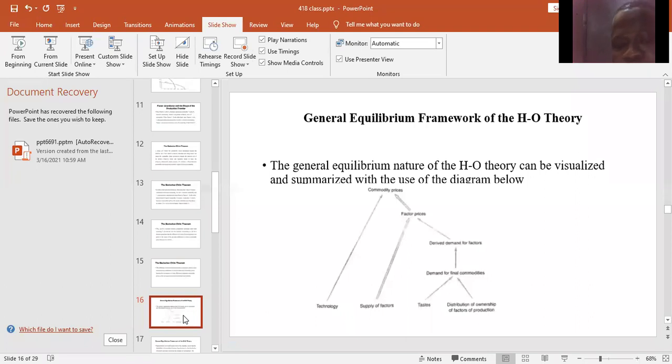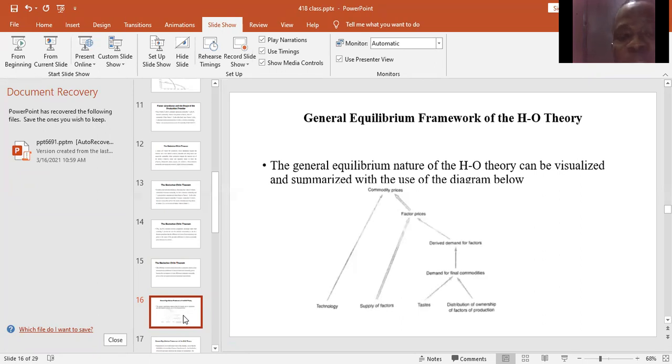It is regarded as a general equilibrium theory because it encompasses the activities in the market. In any typical market, you are going to be discussing the price of commodities and the price of the factors of production. Looking at this diagram, let's start from the bottom. Demand for final commodity is actually determined by the distribution of factors of production and tastes in the market. The factors of production will be combined to produce a commodity that people want. And the same thing goes for the derived demand for the factors of production. Factor of production is a derived demand because it is demanded because of what you can produce with the factors.